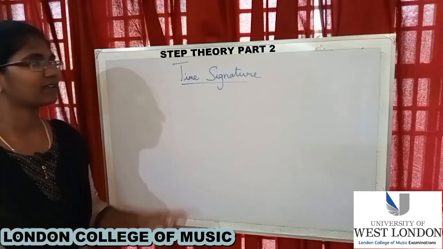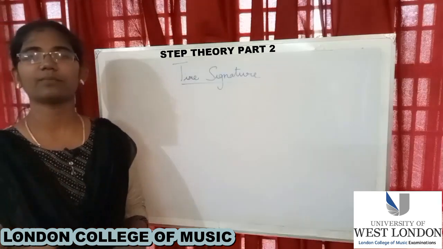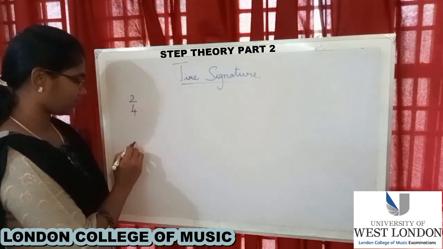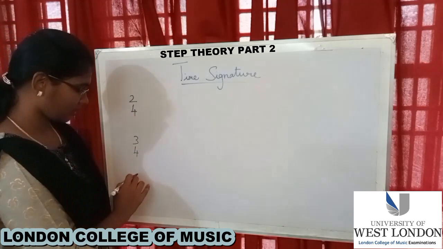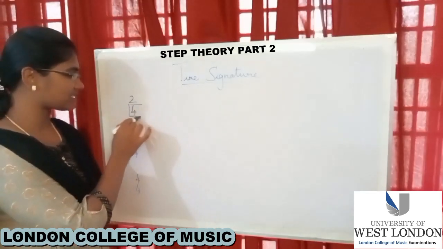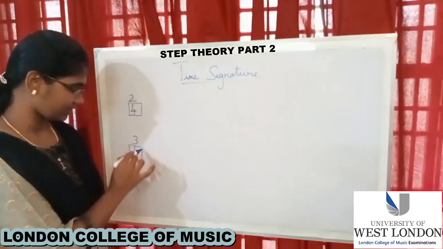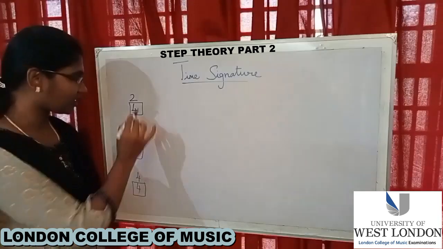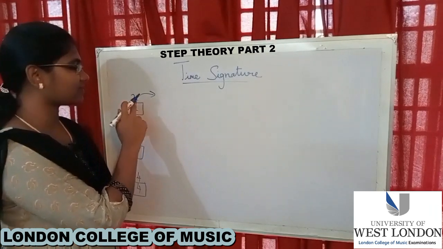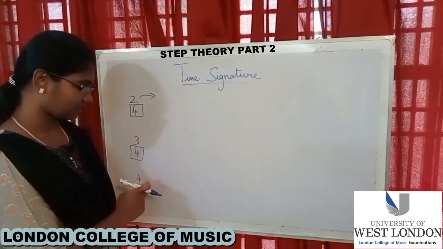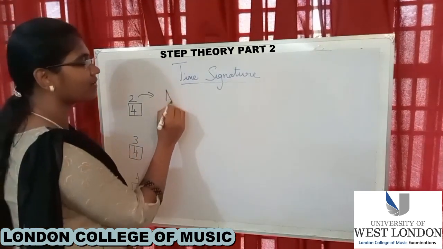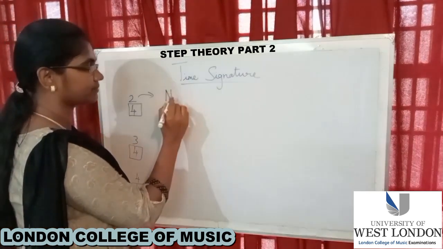In a time signature, 2 numbers will be there. 2-4, or 3-4, or 4-4. In these time signatures, the bottom number is the same in all of them, that is 4. But the top number is different in each time signature. See, in the first time signature there is 2, here 3, here 4. The top number tells the number of beats in each bar.